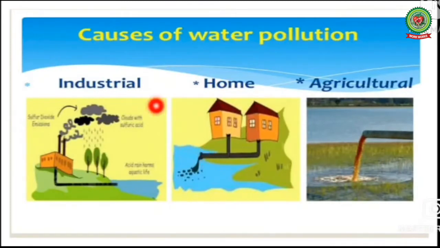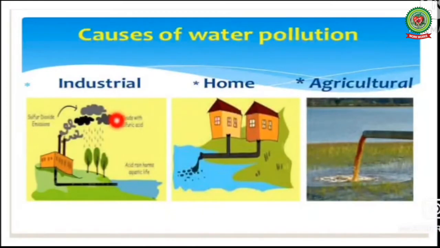Now students, let's discuss the causes of water pollution. There are three general causes of water pollution. It can be industrial effluents, it can be home waste or agriculture waste. Now let's talk about industrial waste first, students.